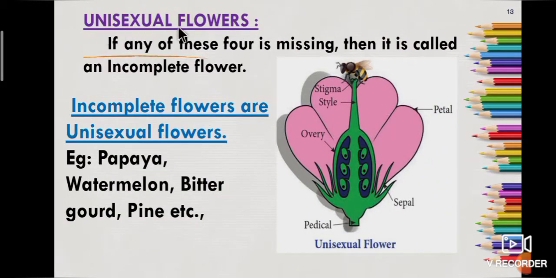Next, unisexual flowers. If any of these four is missing, then it is called an incomplete flower. Incomplete flowers are unisexual flowers. Example, papaya, watermelon, bitter gourd, pine, etc.